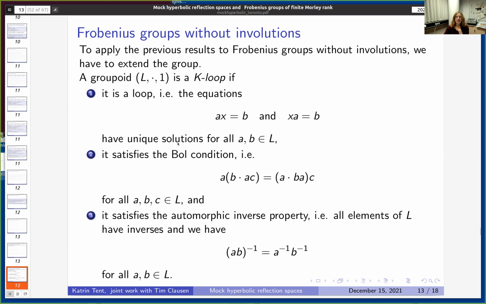So let's see, a K-loop is a groupoid where the equations AX = B and XA = B are uniquely solvable for all A and B. So you have left and right solutions. And you have a certain associativity law. It's not fully associative, but it's associative if you have the same elements here, then you can swap. So this dot is standing for the brackets, not to have so deeply nested brackets. I put it that way for all A, B, C, and L. And you want that the inverses behave like an abelian automorphism. So you want (AB) inverse to be A inverse, B inverse for all A, B in this loop.